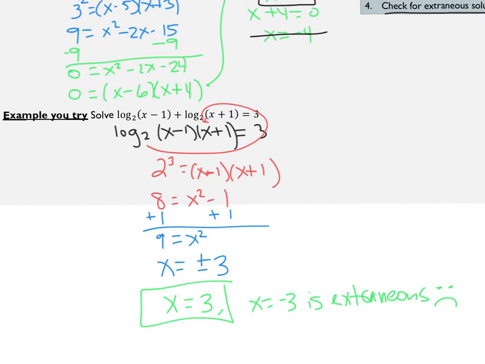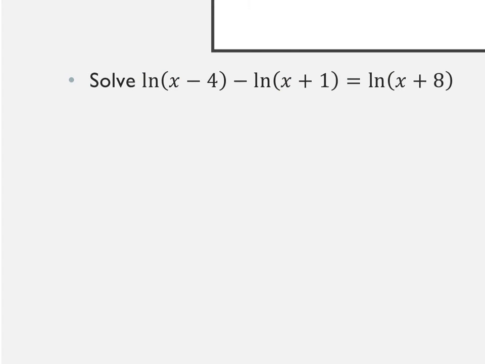However, x equals negative 3 is not going to work because when I plug negative 3 into my original equation, notice I have a negative log, which doesn't make sense. So we only box x equals 3. Let's look at another type of problem.